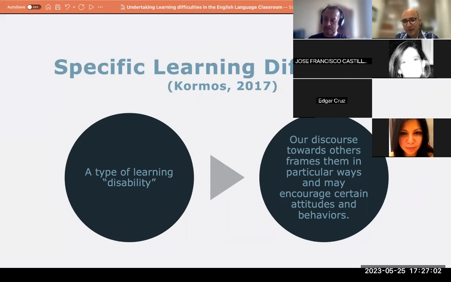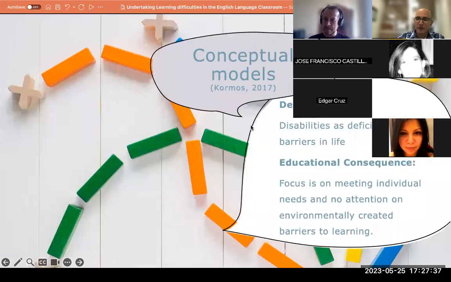However, the word disability has connotations, and it pushes us to view people in a certain way when they're labeled with certain words, such as disability or disorder, et cetera. So she says that our discourse towards others frames them in particular ways and may encourage certain attitudes and behaviors towards them. Hence, this term, specific learning difficulties, and not disability for her.